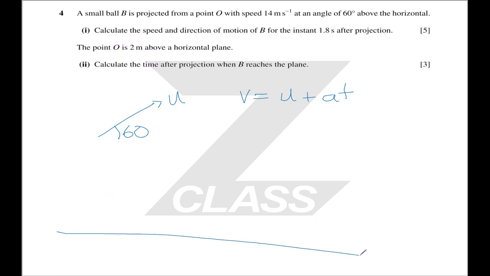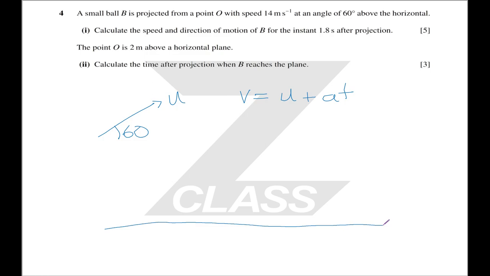So what we're saying is, we have a plane. We are starting from some point O that is 2 meters above the plane. So if we have a total distance of minus 2, we have reached the plane. And that's where we get to here. So we want s equals minus 2. And we have s equals ut plus a half a t squared, so we can find t.